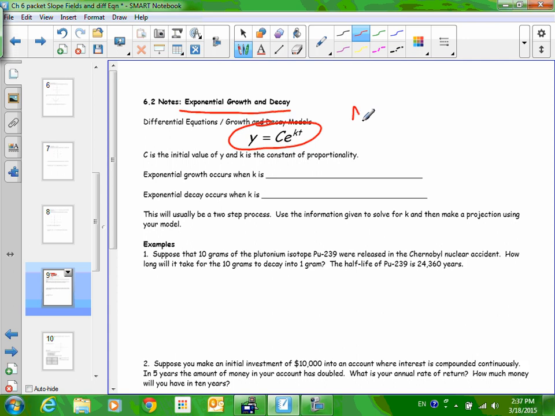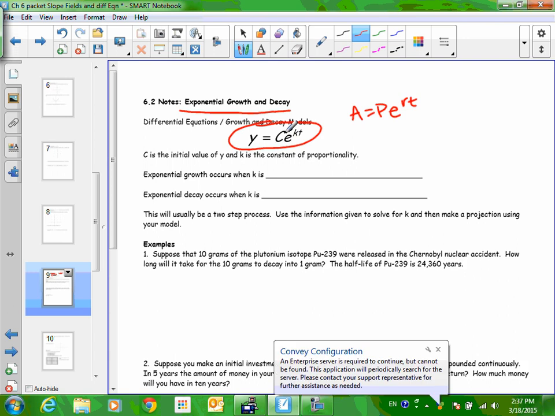It's very similar to the A equals P e to the rt. In fact, they're pretty much the same formula. Just one is what we usually use the A equals Pert for banking. The y, or sometimes we call it the A, is the final amount or the current amount after a certain amount of time. What does C or P stand for? So if y is the final amount, C is the initial amount.